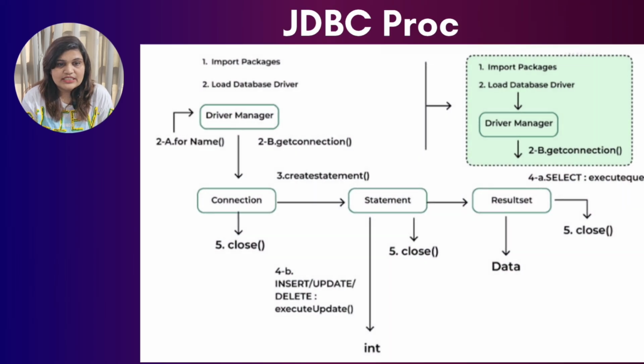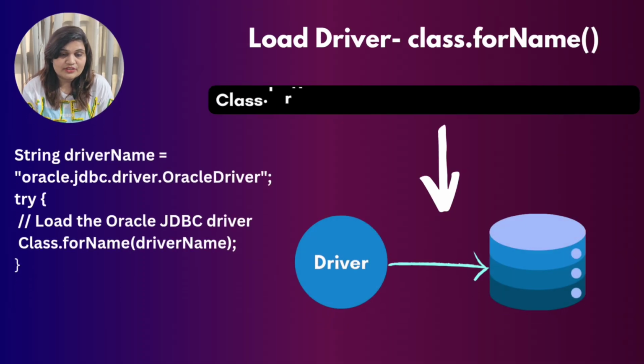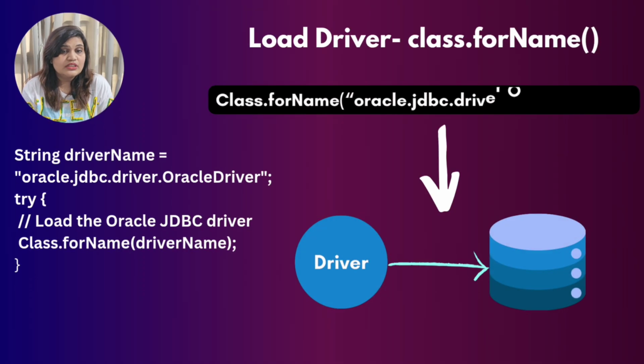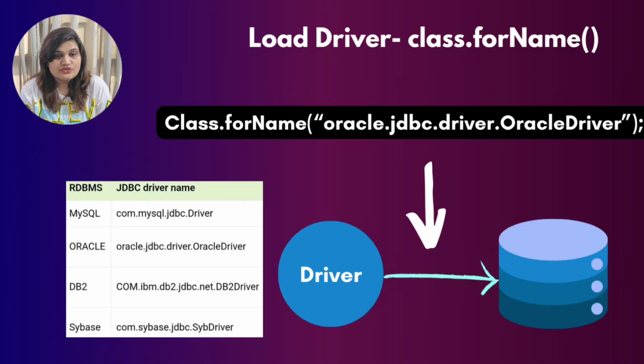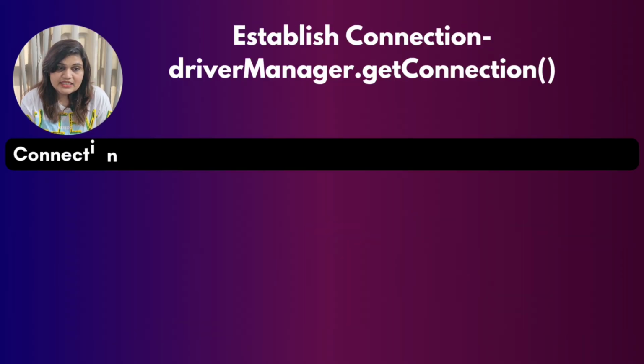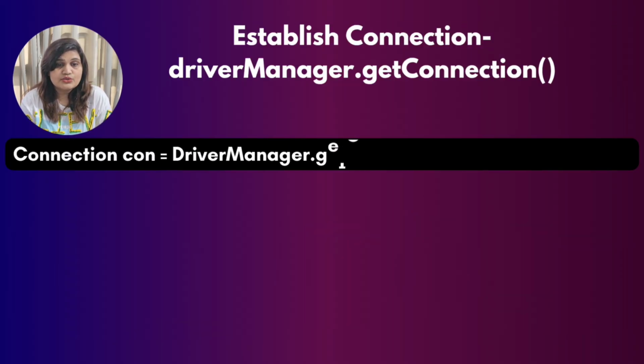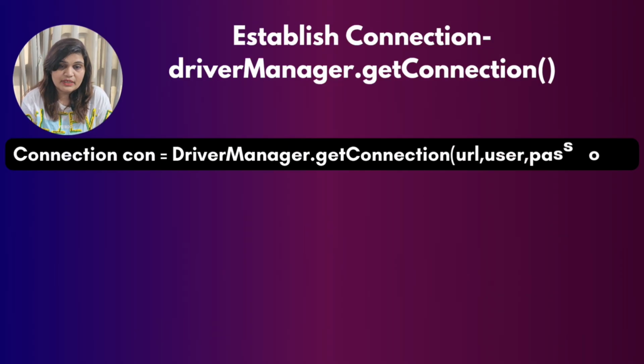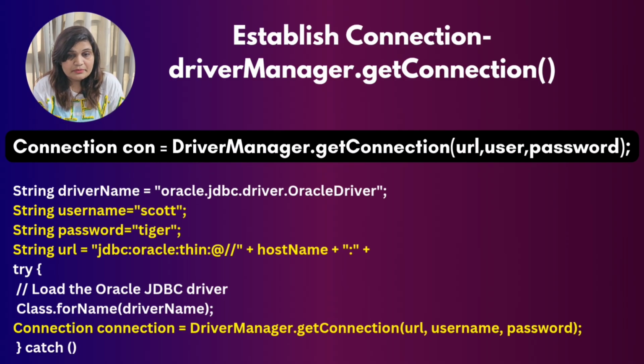Now let's break down the JDBC process step by step. It's simple, really. There are 4 main steps you need to follow when you're using JDBC. Load the JDBC driver. The first thing you do is load the driver using the Class.forName method. This loads the database driver that Java will use to interact with the database. Next, establish a connection. Using the DriverManager.getConnection method, you connect to the database. You will need a URL, username, and password to establish this connection.